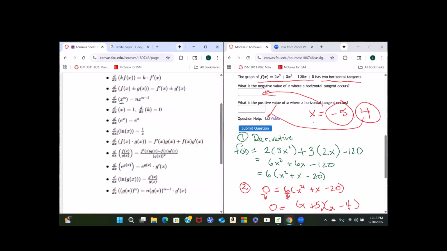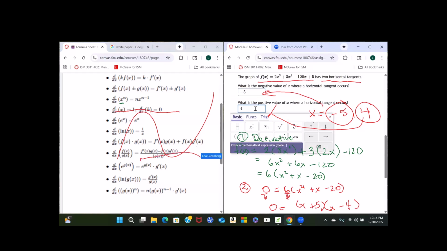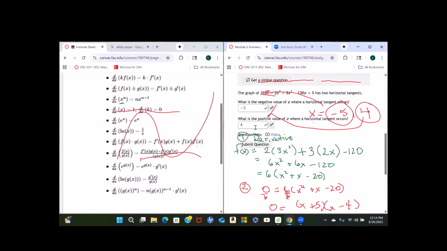I set it equal to 0 because that's my derivative. I found the derivative, which gives me the slope of the tangent line. Well, the slope of the horizontal tangent line is 0. Then I just find out what x is. There are two different places where the slope is 0. Basically, it looks like this: there's a slope of 0 here, and there's a slope of 0 here. And they're just asking you to put them in separately so that they can grade it properly.